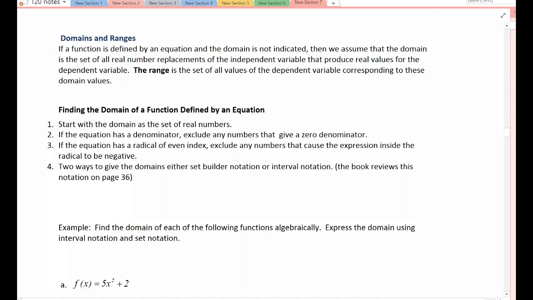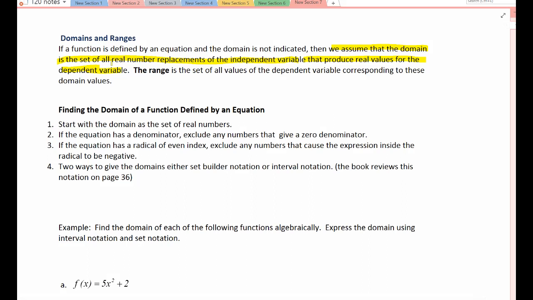If we're doing an application problem and it doesn't indicate that it's positive real numbers, or that I can only have up to 1,000 people, that would be a given domain. If it's not given to you, the rule of thumb is to assume the domain is the set of all real numbers that can go in as the independent variable, and they have to produce real number dependent variables. So it's all real numbers, no imaginary numbers, and that's part of our check when we're finding domain.